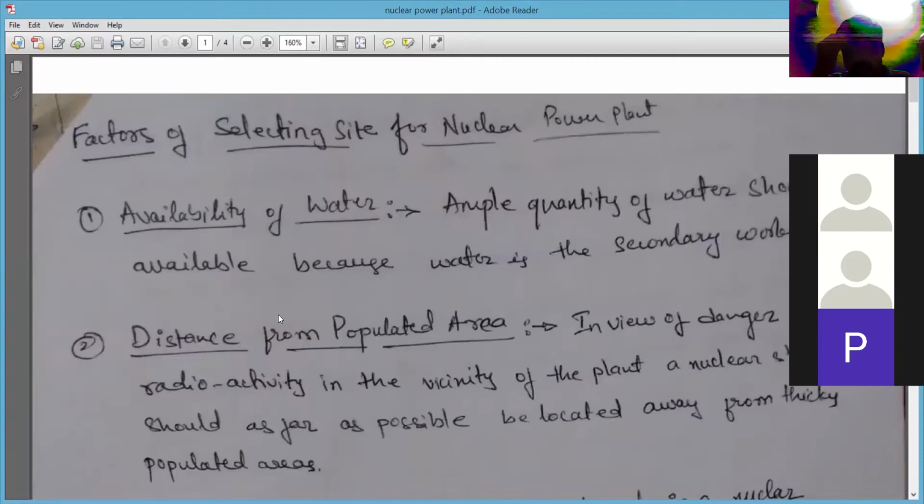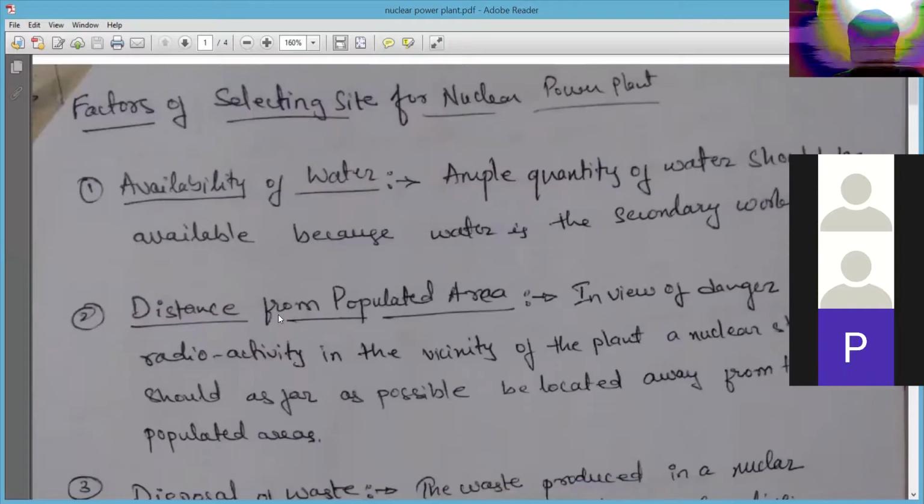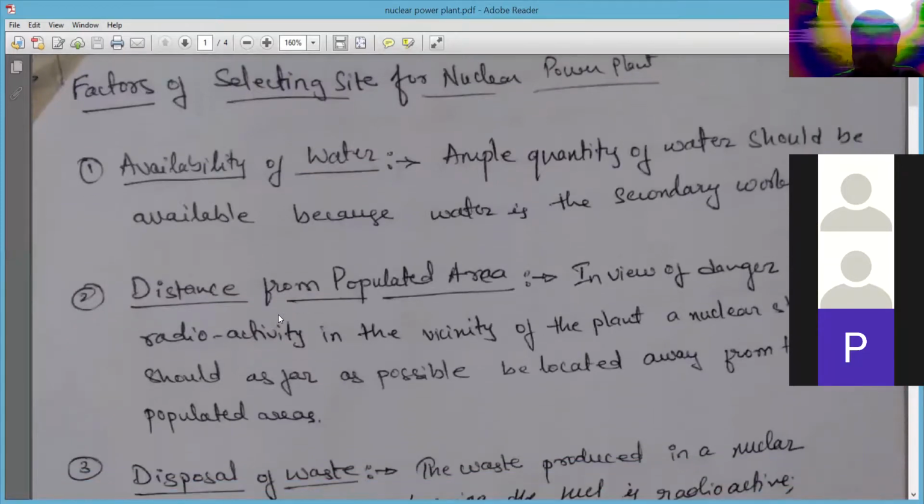Okay, yes, sir. The next topic is just the introduction part. We discussed what the parts of a nuclear reactor are. So the next topic is factors for selecting a site for a nuclear power plant. What are the factors to be considered, as we discussed in thermal power plants and hydro? The same thing applies here. Availability of water is required. Water is required to generate steam, so an ample quantity of water is required. Water is very important.